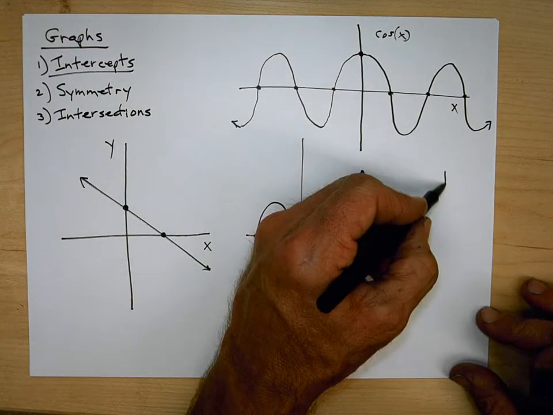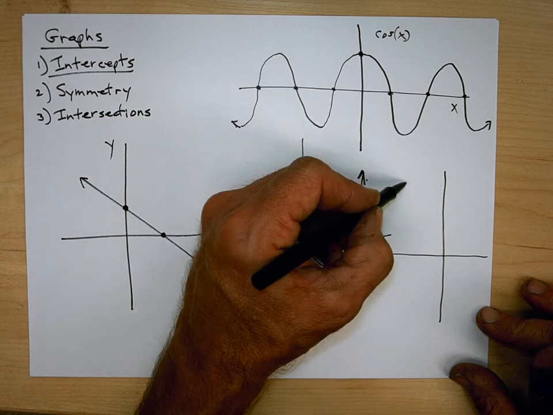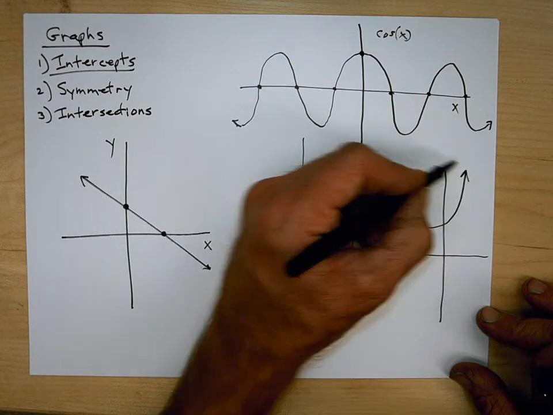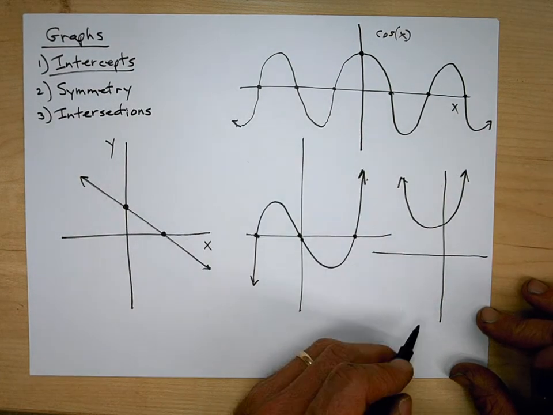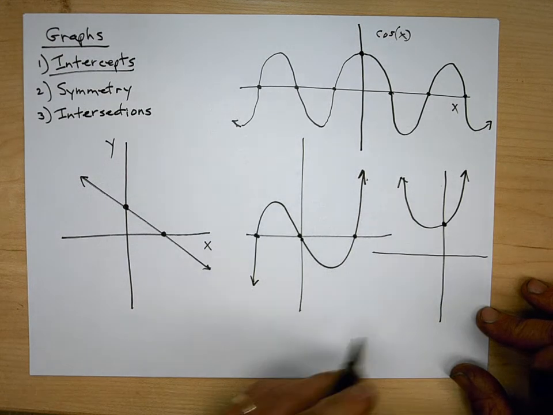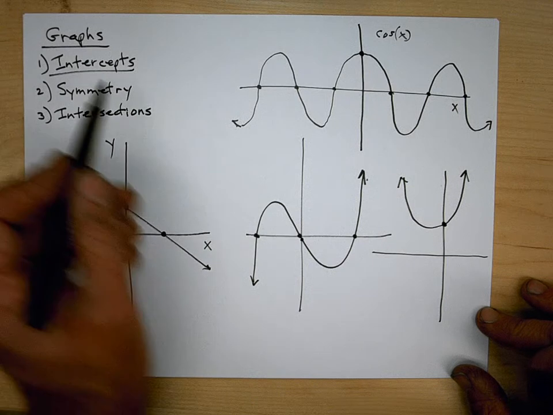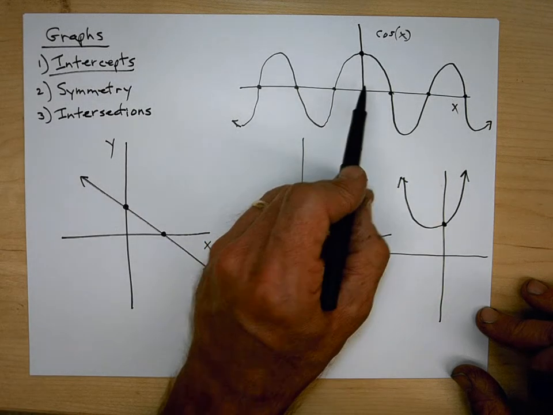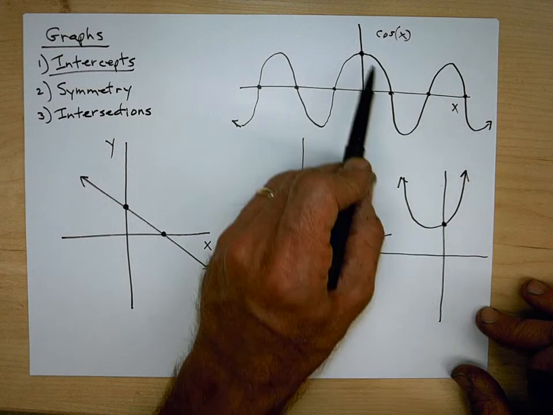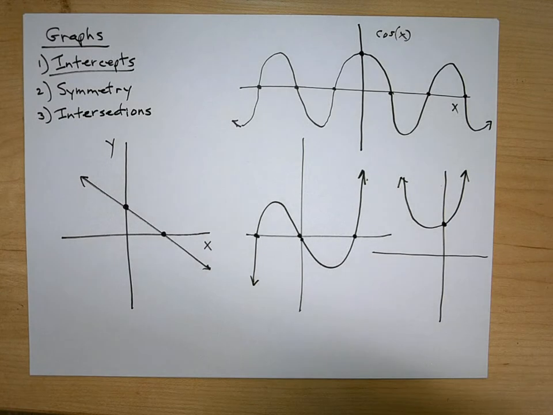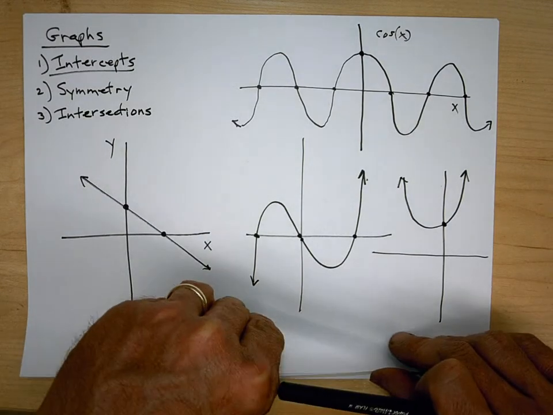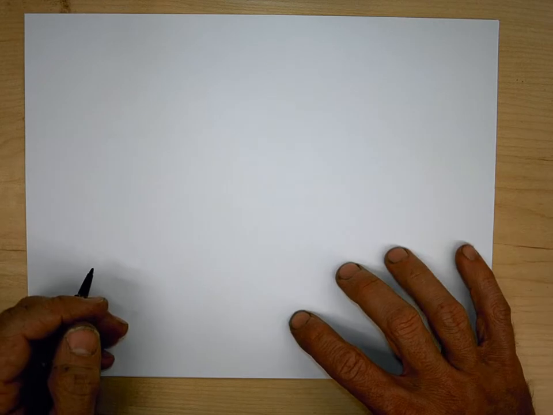It's also possible, if I were to draw just a parabola like this, to have no x-intercepts, but you would still have a y-intercept here. So there are lots of possibilities here, but an intercept is where the graph crosses the y-axis for the y-intercept, or the x-axis for the x-intercept. Now I want to give a quick example of how we would find the y and x-intercepts algebraically.